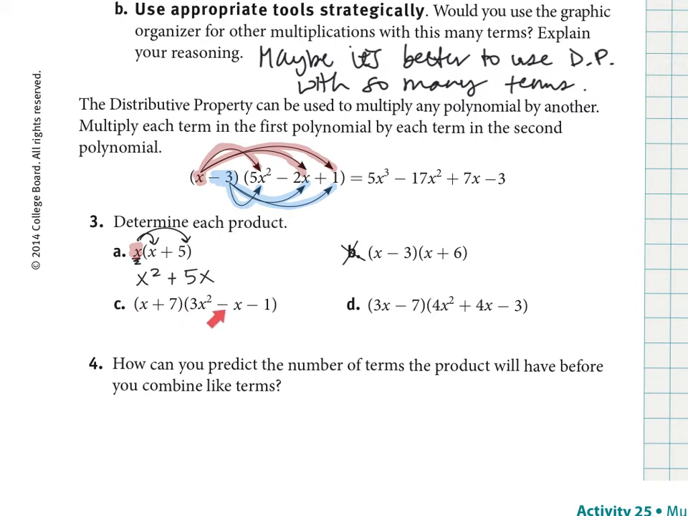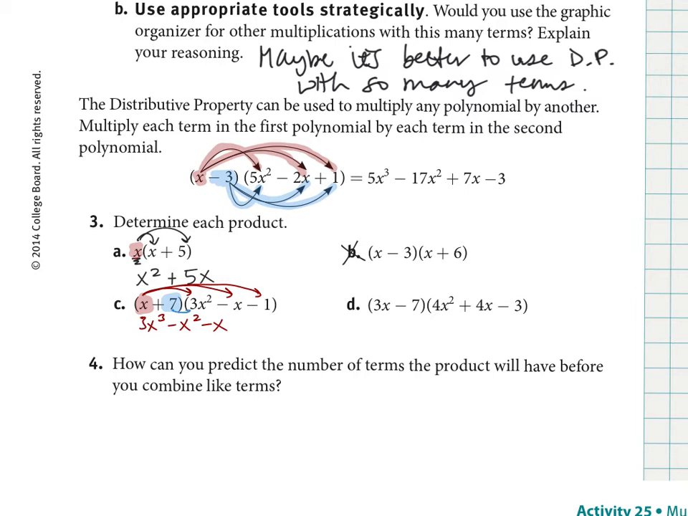So let's try this together. I'm going to use two different colors. I'm going to highlight my x in red, and then I'm going to highlight my 7 in blue, and show a little bit of this. So we're going to do x times 3x squared, so that's going to be 3x cubed. Then I'm going to do x times a -x, so that's a -x squared. Then I'm going to do x times -1, so that's -x.